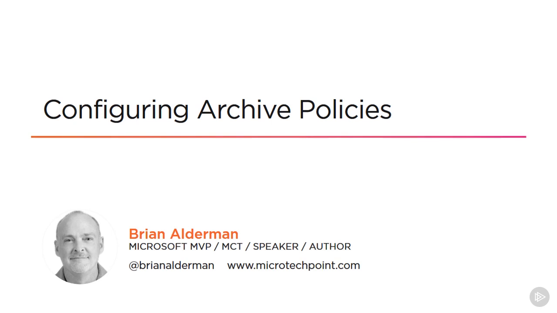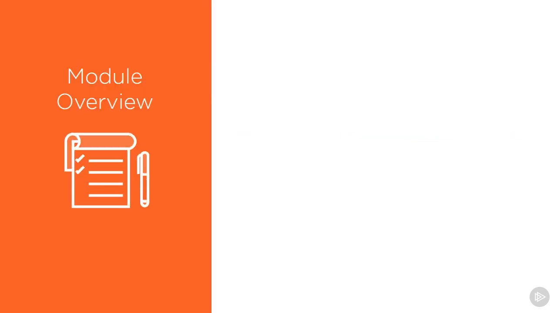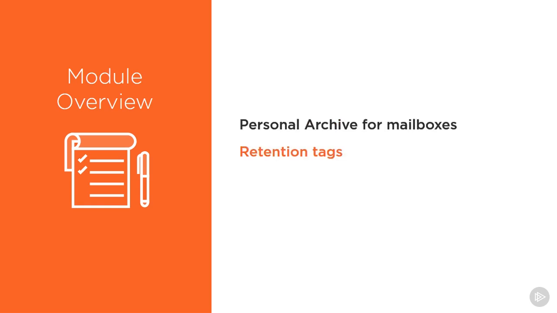So what we're going to do in this module is take a look at how we work with these archive policies for specific mailboxes because they are on a per user basis. We're going to look at retention tags that are available to us out of the box and some of the properties associated with those retention tags. And we're also going to take a look at these retention policies that contain the retention tags.